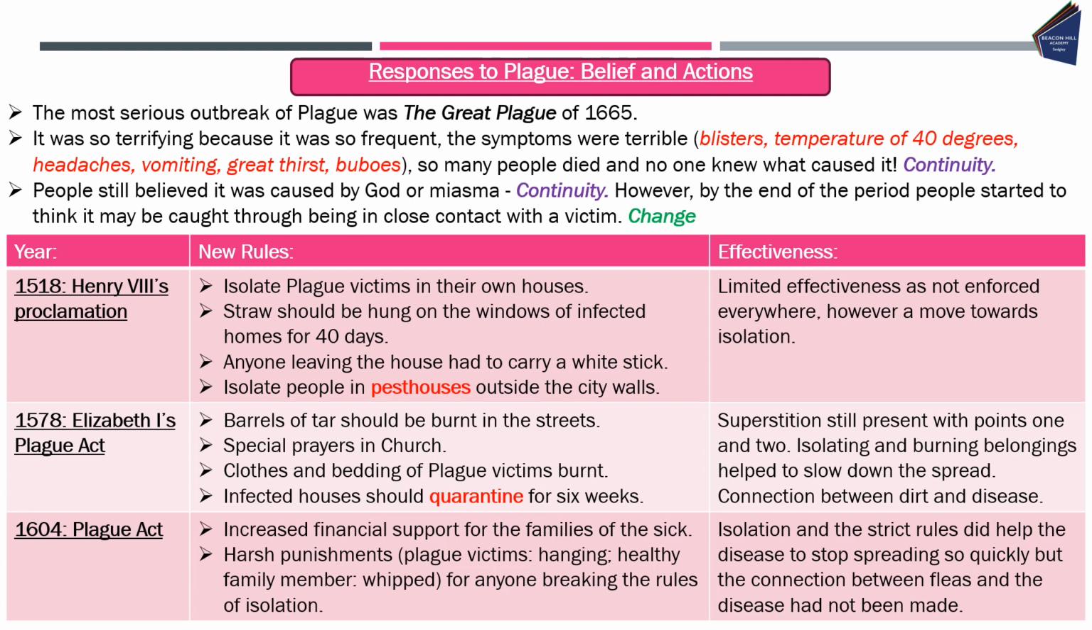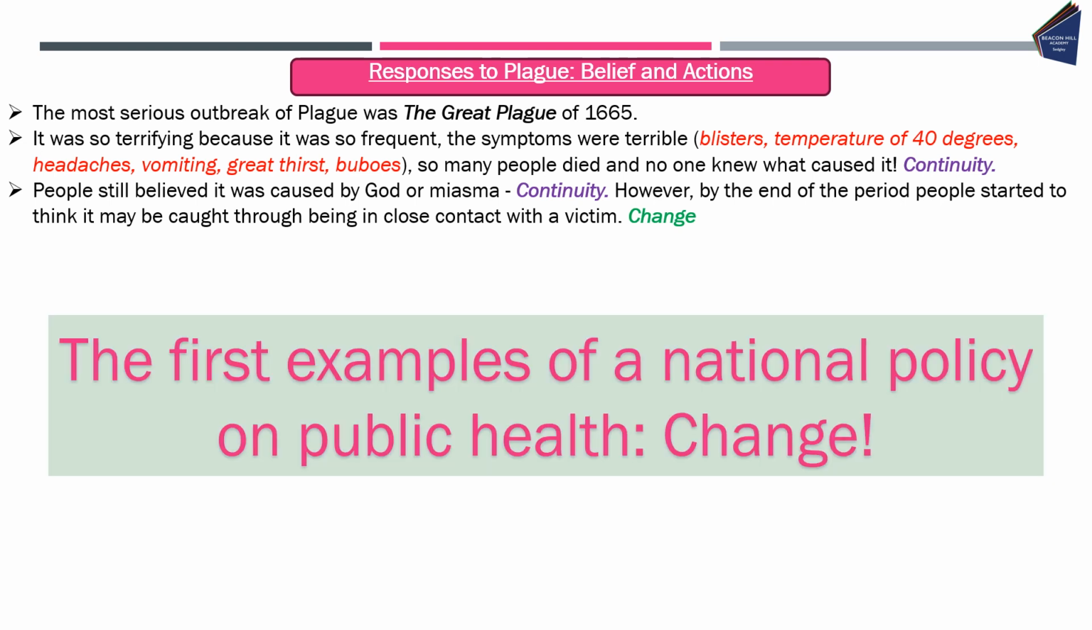In terms of effectiveness for this, isolation and the strict rules did help the disease to stop spreading so quickly, but the connection between fleas and the disease had still not been made. So we have three different ideas here of trying to reduce the impact of the Great Plague. But the key thing that we need to know here is that these are all the first examples we see of a national policy on public health. They are instructions that are given by the monarchs, and that is a huge, huge change from medieval in terms of how to try and deal with this disease that people at the time just simply did not understand.